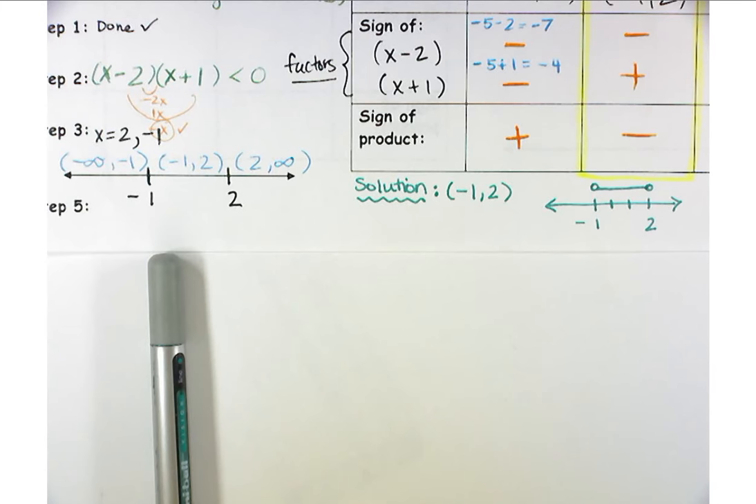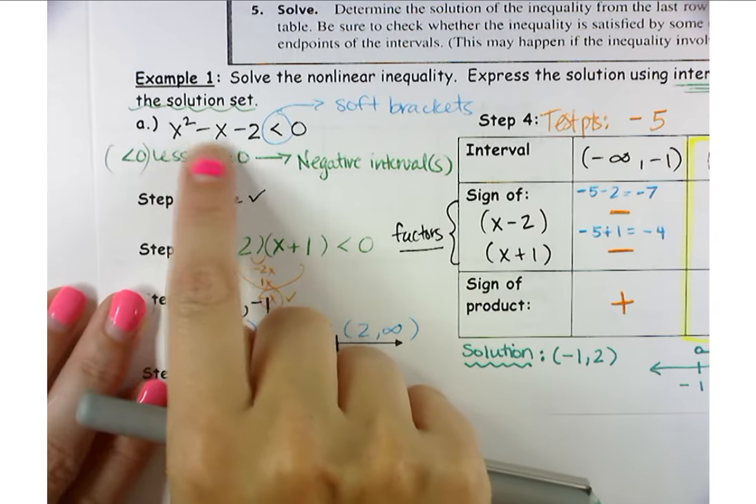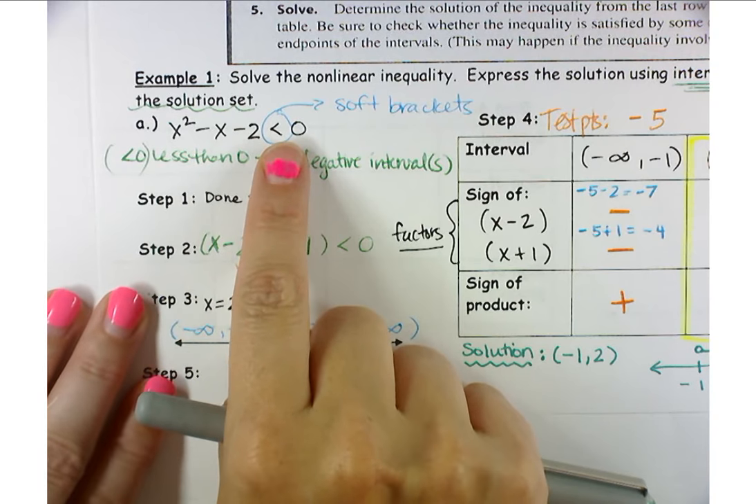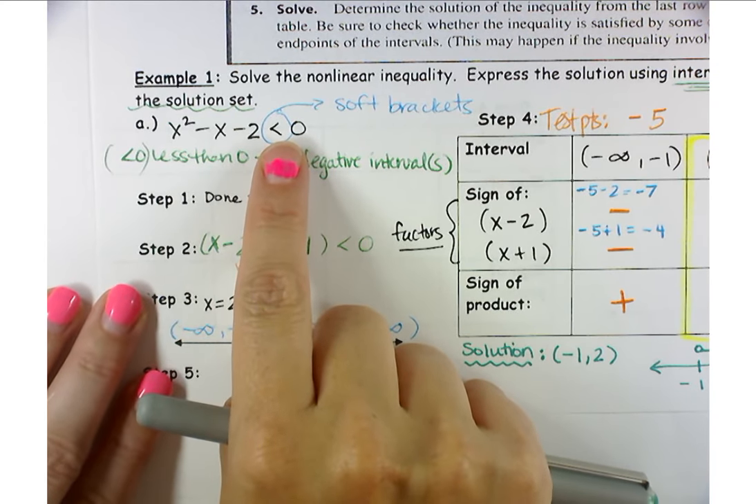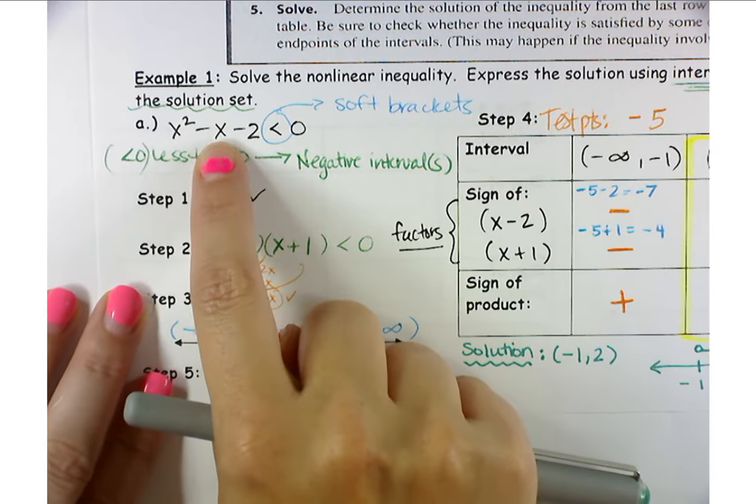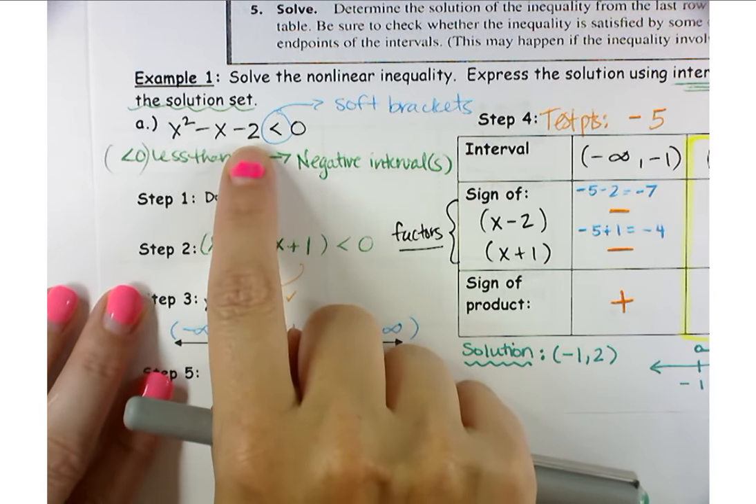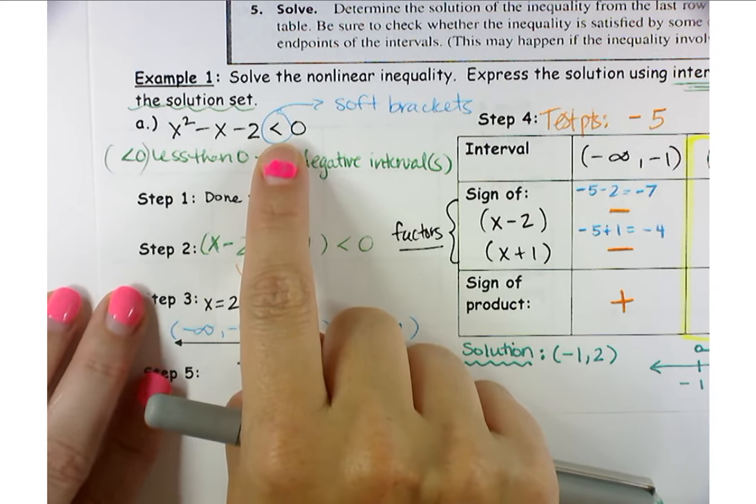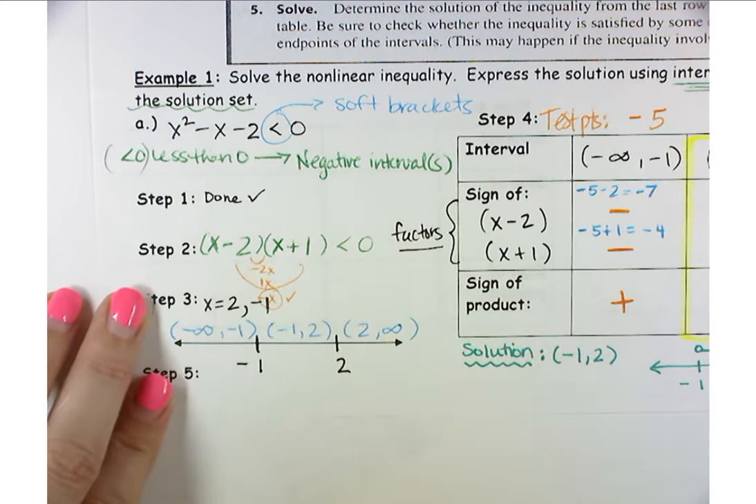Okay, so if I were to plug in a number in between negative 1 and 2, let's say 0. If I were to plug in 0 here, this would be 0 minus 2. I'd have negative 2 is less than 0. Is that a true statement? Okay, let's try 1, because that's in between the 2. 1 squared minus 1 is 0. 0 minus 2 is negative 2. Is negative 2 less than 0? Yes.